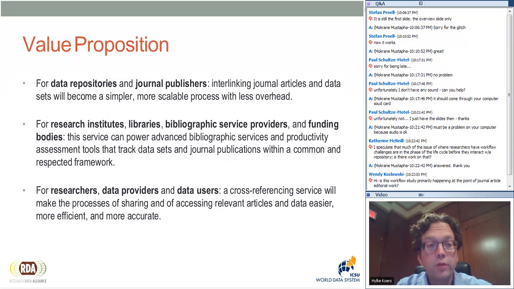So why is this a good thing? What is the value proposition? And this is what I took from our case statement that we have submitted to the RDA. For the stakeholders in this data publication landscape, it'll make the whole process of creating and interlinking articles and data much more easy, much more scalable, less overhead. And ultimately, that can create new kinds of tools that operate much more comprehensively than the existing systems that we have for linking articles and data.